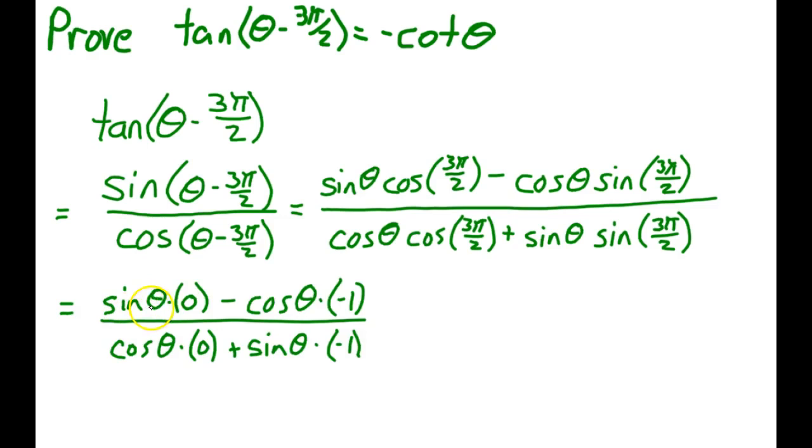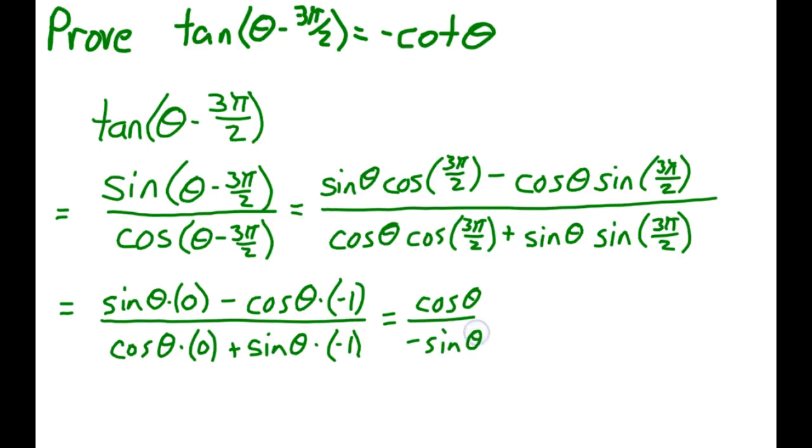In the numerator, we get the sine of theta times 0 minus cosine of theta times negative 1, all divided by the cosine of theta times 0 plus the sine of theta times negative 1. So simplifying the numerator, our first term becomes 0. We're subtracting cosine of theta times negative 1. Those negatives cancel out, so we're left with cosine of theta. And then in the denominator, our first term becomes 0. We're taking sine of theta times negative 1, which is just going to become negative sine theta.